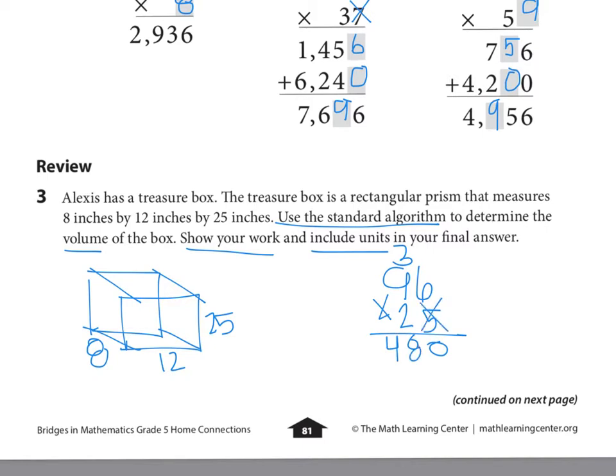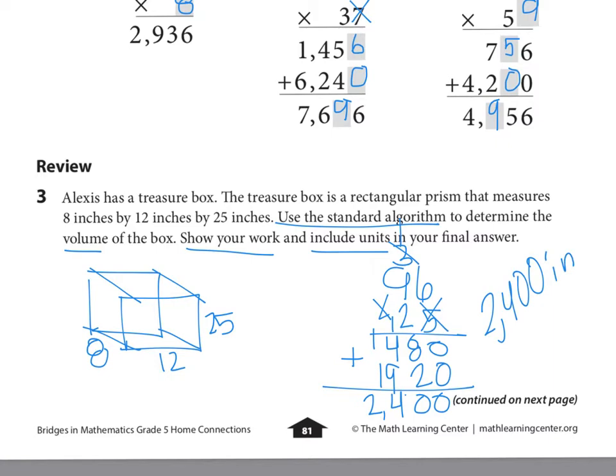Done with our 5s, we hold the place value. 2 times 6 is 12. 2 times 9 is 18, plus 1 is 19. We add 0, 0, 1, 4, 1, 2. So our answer is 2,400 cubic inches. So again, 2,400 cubic inches. That's a 3. Why is it a 3? Because we're finding volume. It's length times width times height.